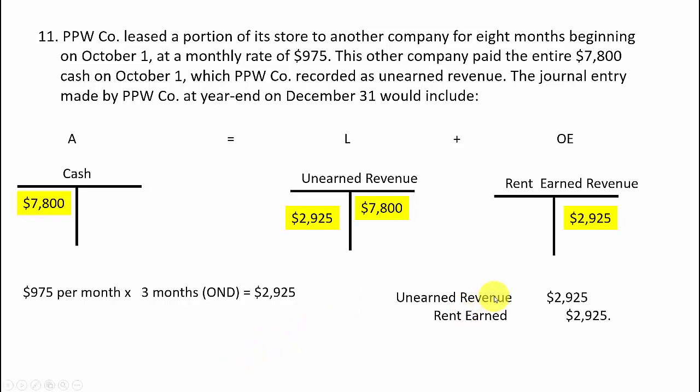We're reducing the liability and increasing rent earned. Notice that both sides have stayed the same with this entry. For example, liabilities have gone down by $2,925. This account has gone up $2,925, so overall for this entry, this side has stayed the same, which is the same thing that happened over here. This side has not changed. The asset side hasn't changed.